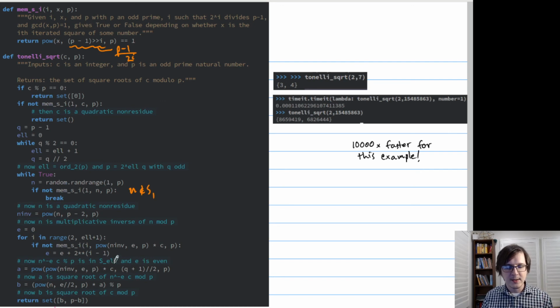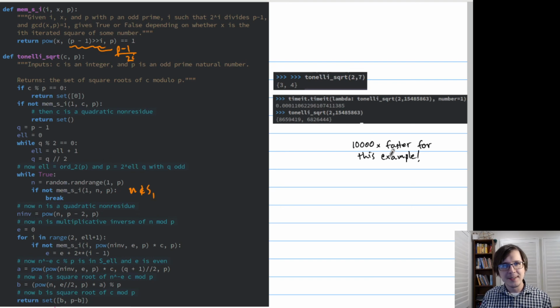The rest is just calculating the square root of that element that we know is in SL, using the formula from earlier. Then we multiply that by n to the e over 2. That gives us the square root, or one of them, so we get 2. Just to test it out, the square root of 2 mod 7 gives us 3 and 4. And that one thing that took 1.5 seconds with the semi-naive algorithm took only 0.0001 seconds with this algorithm, which is 10,000 times faster.